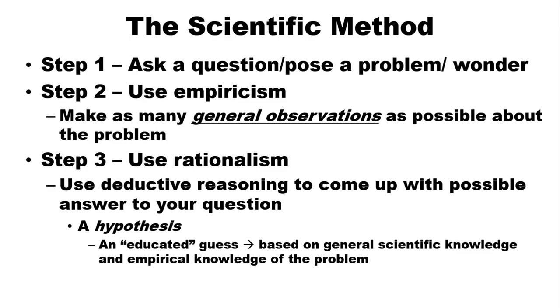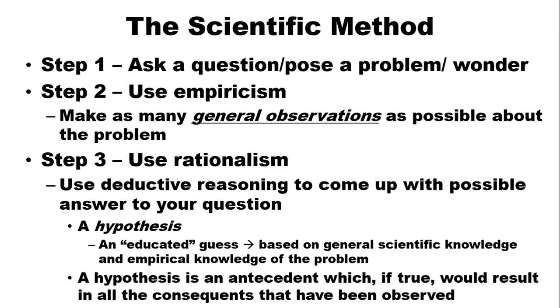And then secondly, you have to be educated about the observations that we've discovered about that particular problem. So you need empirical knowledge about the problem, and you need general scientific knowledge. That's what an educated guess means. You can't simply say, oh, well, the moon is made of cheese, because science has proven quite conclusively that cheese wouldn't survive, wouldn't show the kind of features that the moon does.